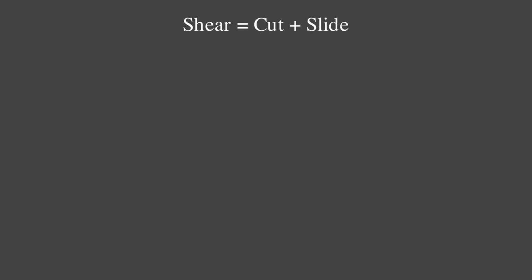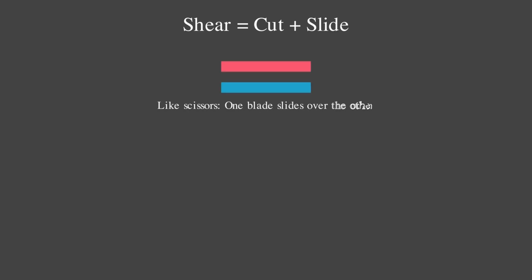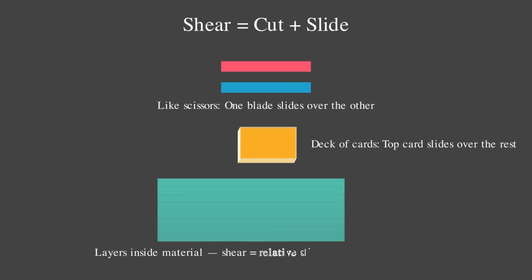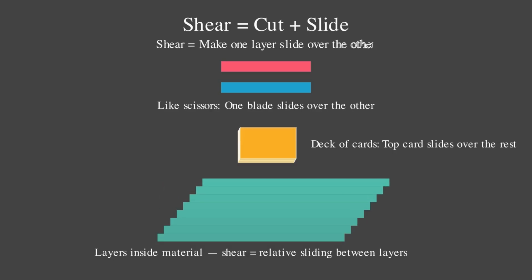First, what does the word shear mean? The word shear, in simple words, means to cut or make something slide, causing one layer to move over the other. Remember when cutting paper with scissors, one blade moves over the other. Or in a deck of cards, when slightly pushed from the top, one card slides over the other. Or the relative sliding between layers inside a material. That is what shear means, to cut and make it slide.